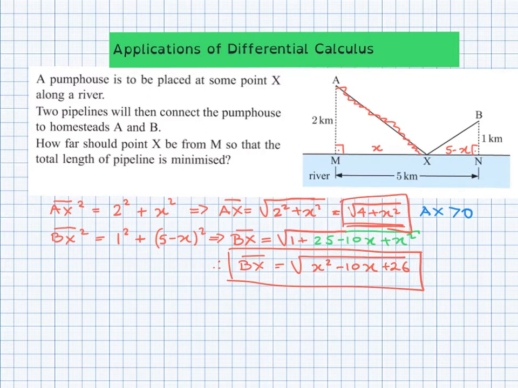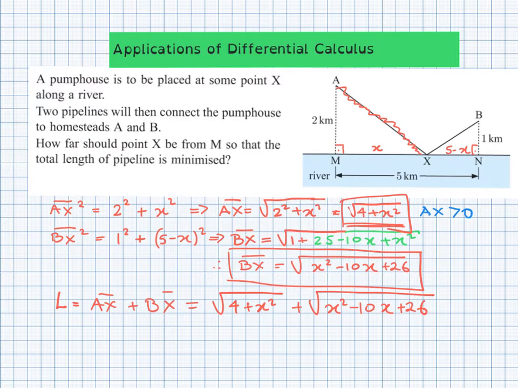So now we're looking for the total length. So the next step will be to find the total length. So length is equal to AX plus BX. So which is equal to, what is AX? It is the square root of 4 plus x to the power of 2, and plus BX is the square root of x to the power of 2, take away 10x, and then plus 26.